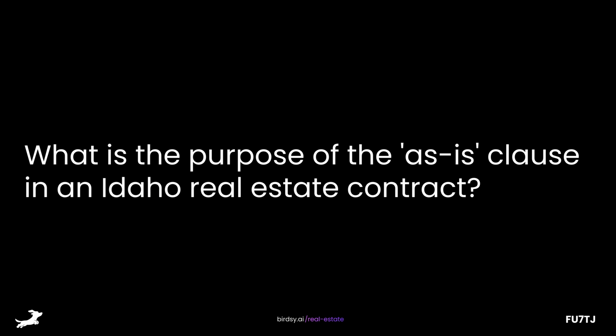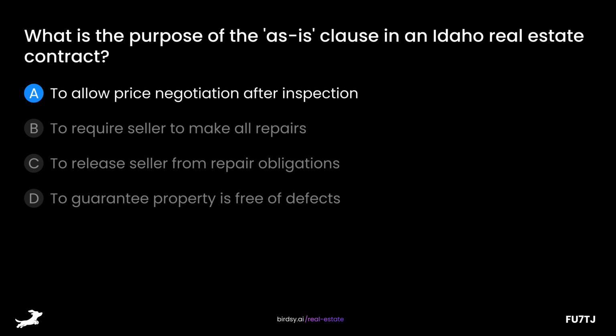What is the purpose of the as-is clause in an Idaho real estate contract? Is it A, to allow price negotiation after inspection, B, to require seller to make all repairs, C, to release seller from repair obligations, or D, to guarantee property is free of defects? The answer is C, to release seller from repair obligations.